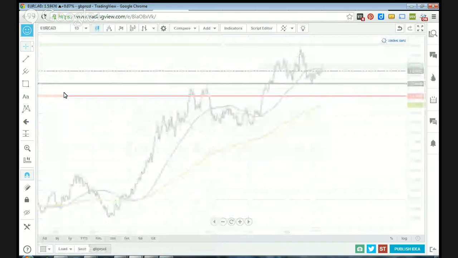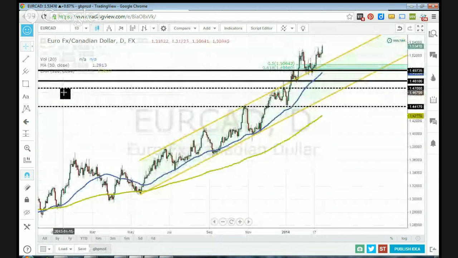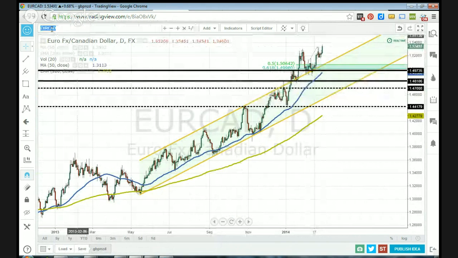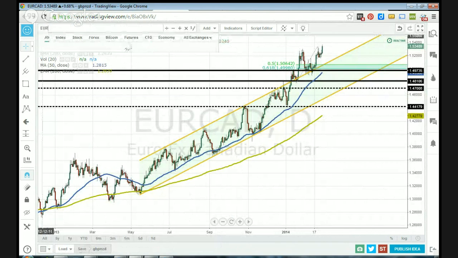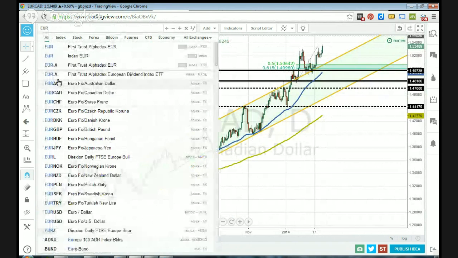Euro Canada, same situation. So, price is running away. You know, the timed entry would have been here. And I did get a bunch of those opportunities earlier in the month, but I'm still waiting for a pullback. Until one comes, going to pass.